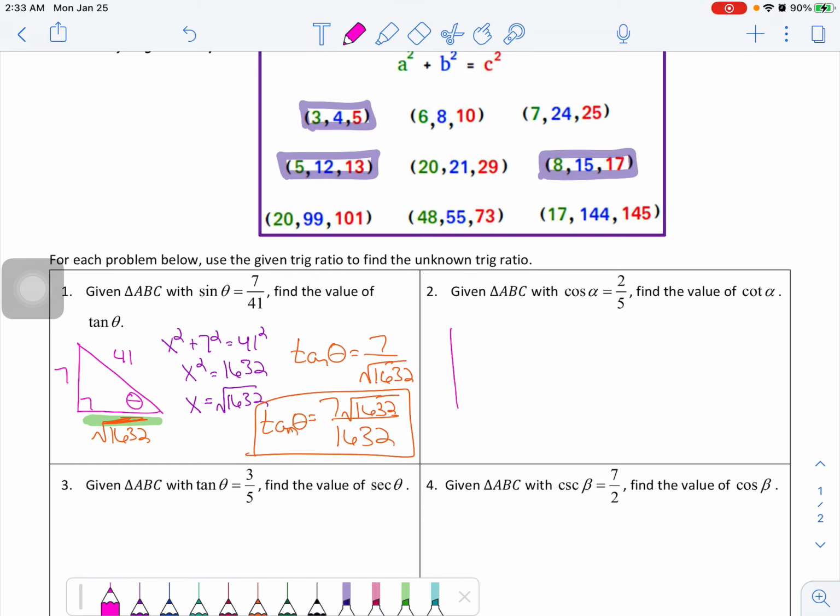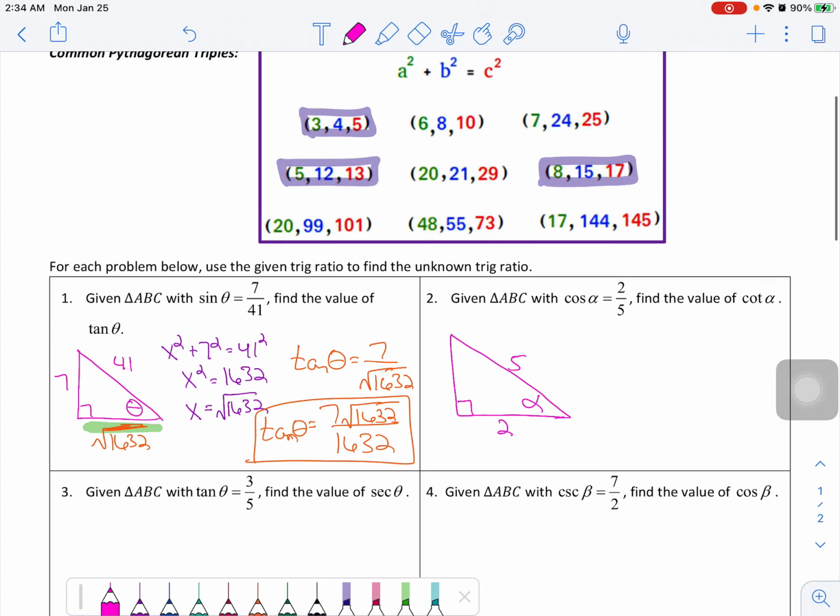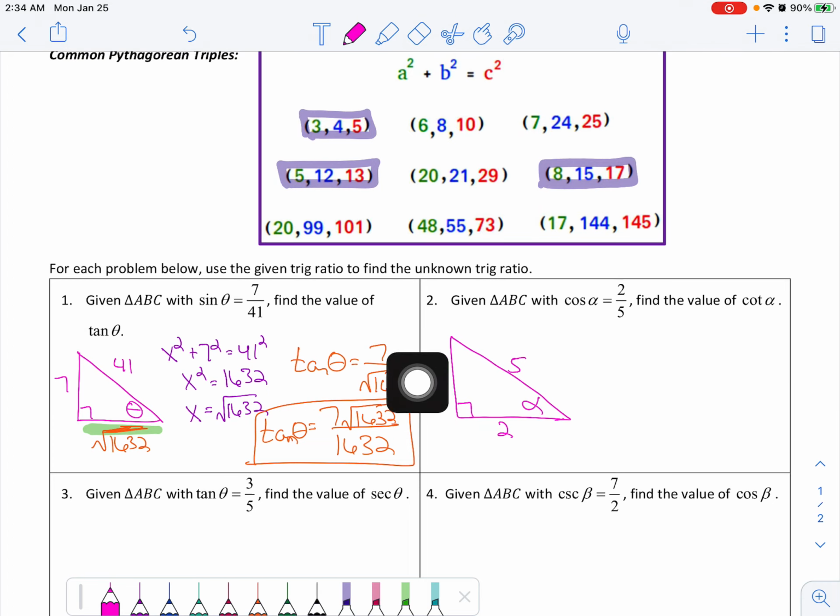All right, so given triangle ABC, we're going to start the same way. This time we have cosine of alpha, and alpha could be either of the two acute angles. It won't matter which one's which. So cosine of alpha is 2 over 5. Find the value of cotangent of alpha. So I'm still going to need this blank side. To find that blank side, I'm going to take a quick look. Yeah, 2 is not one of my Pythagorean triples anywhere, so this is not going to be helpful.